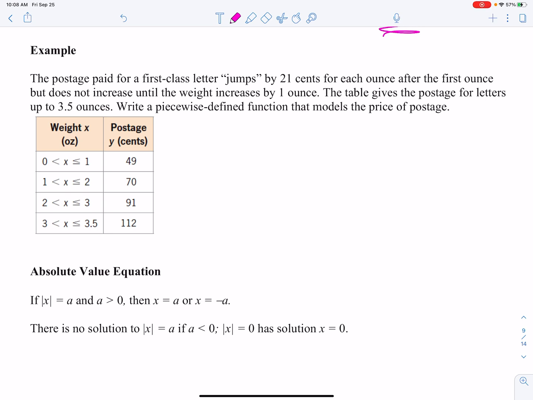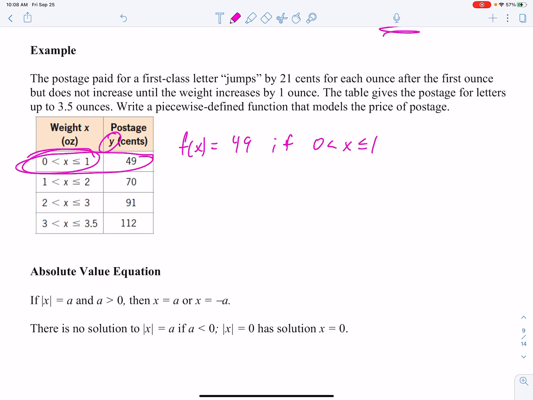All right, so this is what we're going to do. So it's a function, so we're going to call it f of x, as we normally do. We'll say that's equal to. So we're going to look at this first line here. So we're going to say it's equal to 49, right? Because y is actually f of x, the same thing. So 49 if, and we just write down that little interval right there, if x is between 0 and 1.